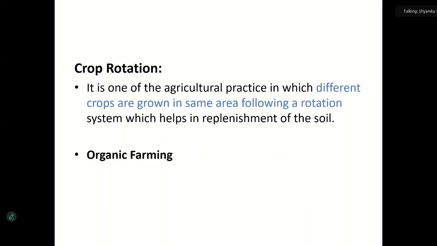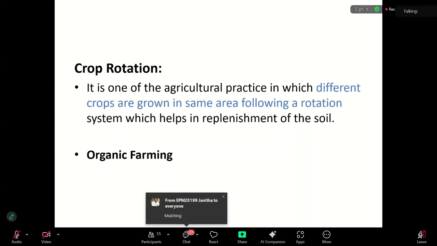The other very good method is crop rotation. Crop rotation, right? So different crops grow in the same area, and from time to time we change what crops are cultivated in that area, right? The other method is organic farming, so that it will increase soil rehabilitation.